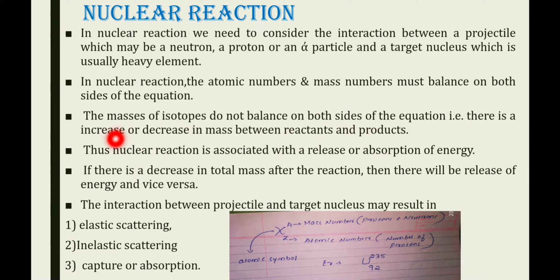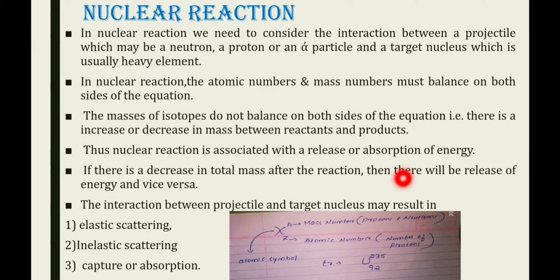Due to this increase or decrease of the mass, which is called the mass defect, a huge amount of energy is going to be released. How is the energy going to be released? If there is a decrease in total mass, whether the mass increases or decreases, suppose the total mass of the atom decreases, then what will happen?